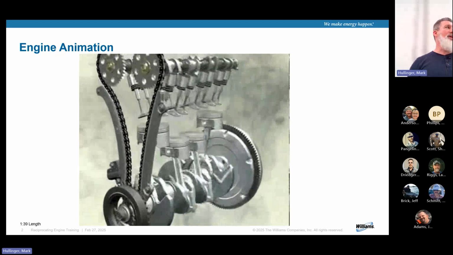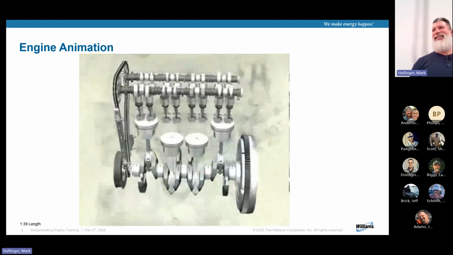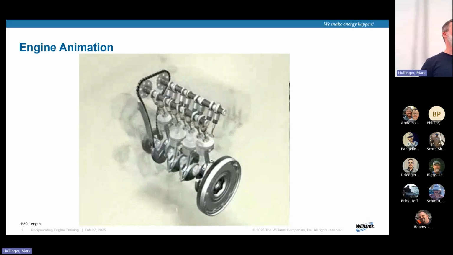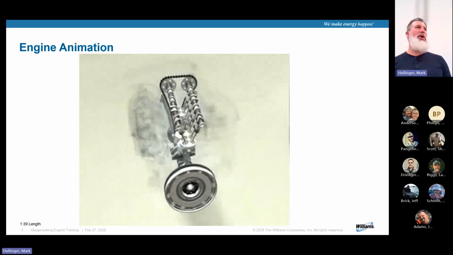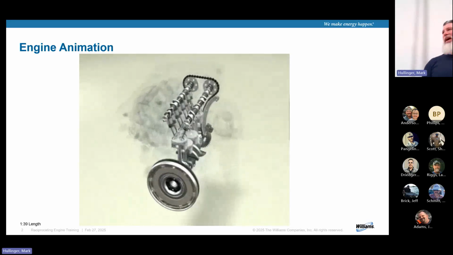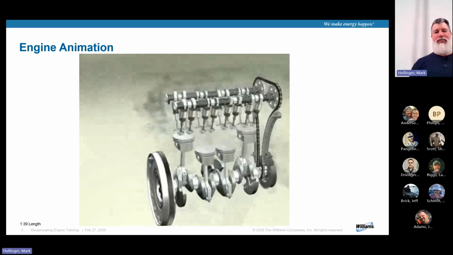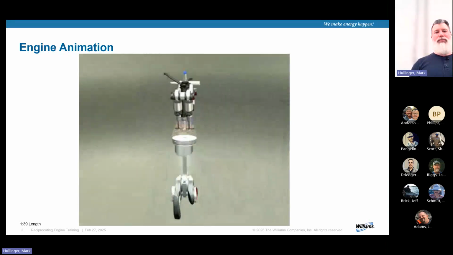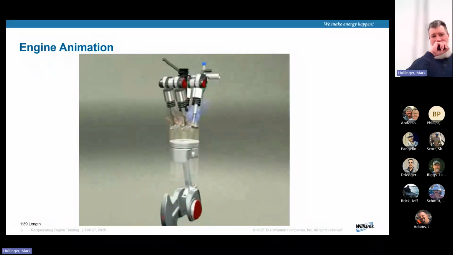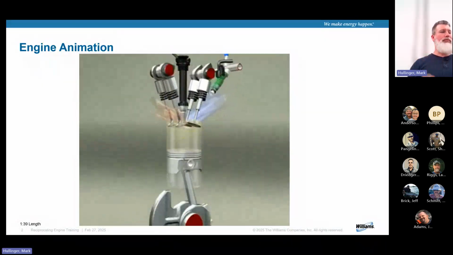Two-stroke or four-stroke? How do you know that? Right. It's a car engine, right? It's the valves, right? Dual overhead cam. Now they'll start to color code.